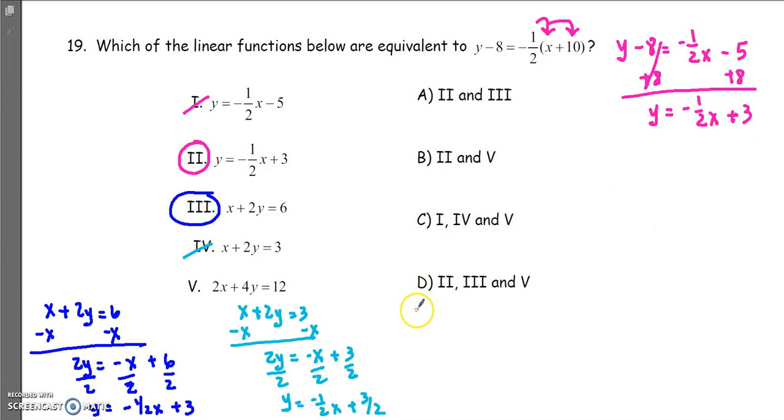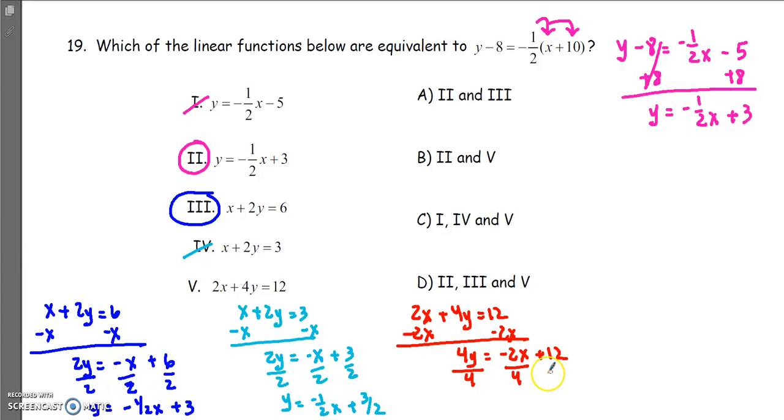And the last one I have is 2x plus 4y equals 12. So subtract 2x on both sides. 4y equals a negative 2x plus 12. Divide everything by 4. And I get the negative 1/2 x plus 3. Again, same thing. So I'm looking for an answer that has 2, 3, and 5 in it. So it looks like D is going to be the correct answer.